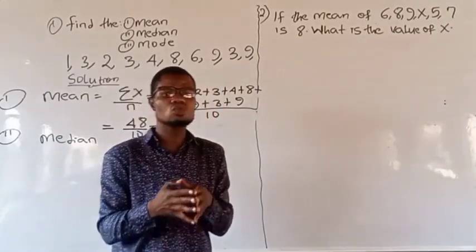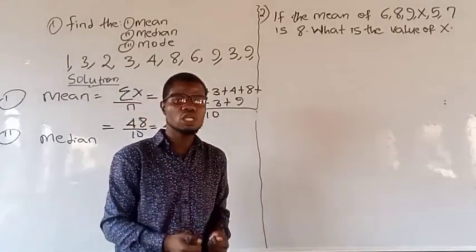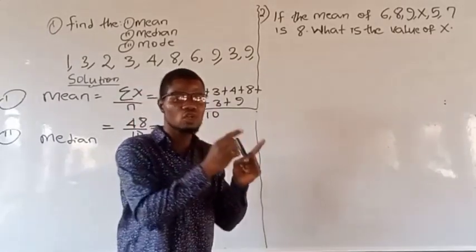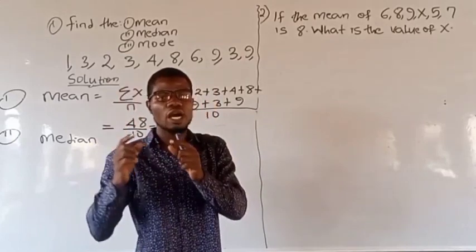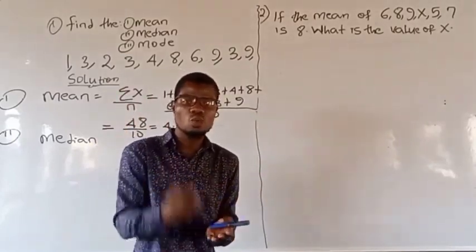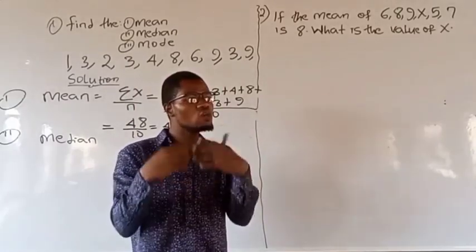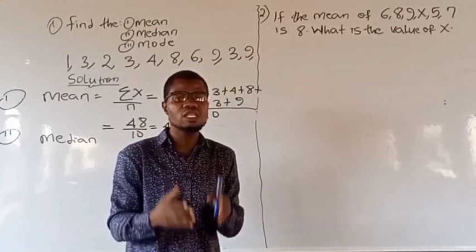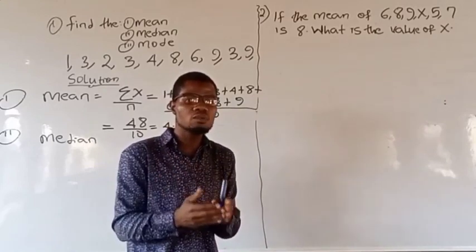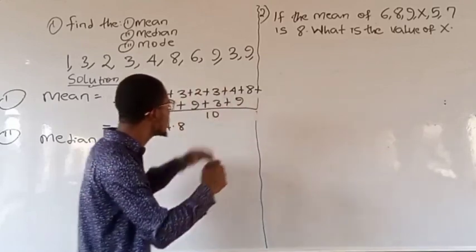And whenever you are asked to do something like this, the first thing that must come to our mind is to rearrange the numbers either from the ascending order to the descending order or from the descending order to the ascending order. That is to say, from the lowest to the highest or from the highest to the lowest. But I will always advise my students to rearrange the numbers from the lowest to the highest for easy access.